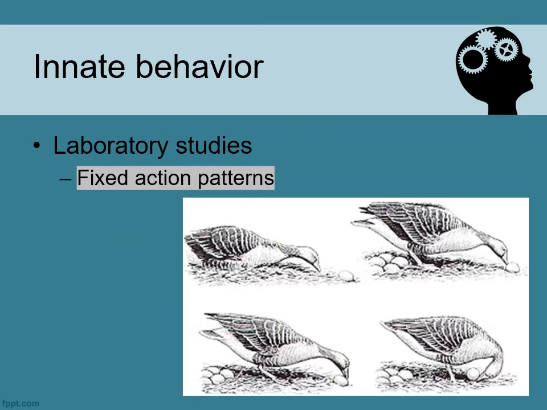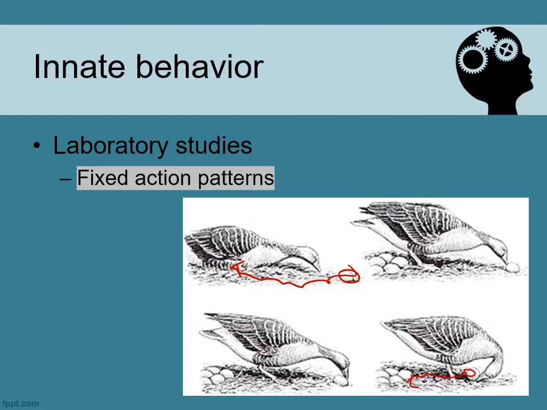So another example of innate behavior is a fixed action pattern. These are like a series of behaviors, and once the series starts, the organism cannot stop. So these birds, if they notice an egg out of the nest, they are going to grab it and roll it back into their nest.